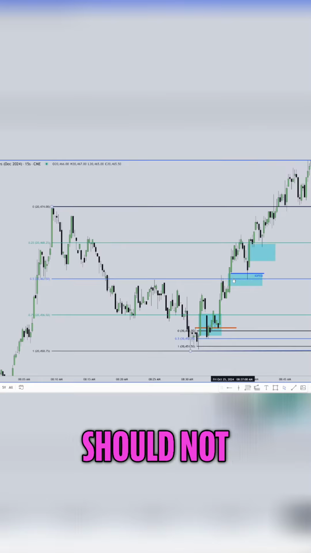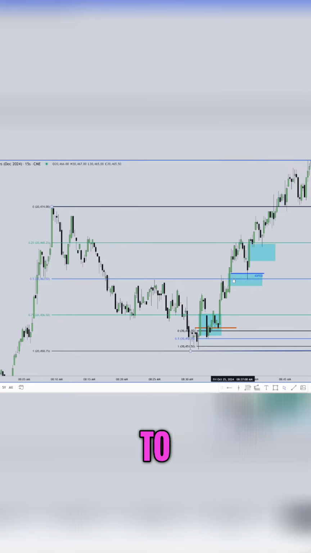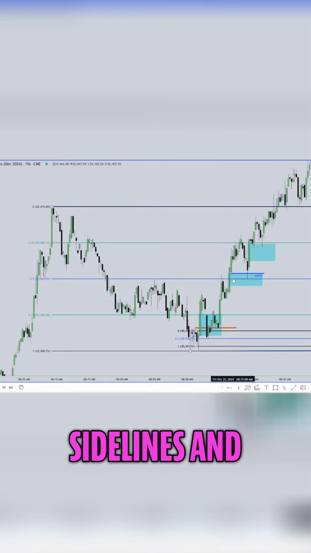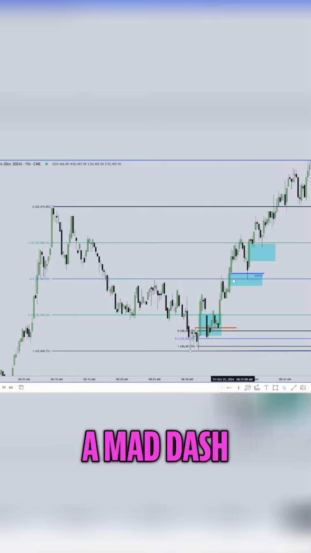Any opening range gap should not be expected to be traded to, even though there's a 70% likelihood that half the gap should be repriced to in the first 30 minutes. Throw that to the sidelines and expect them to just really make a mad dash to get to the liquidity that we've outlined.